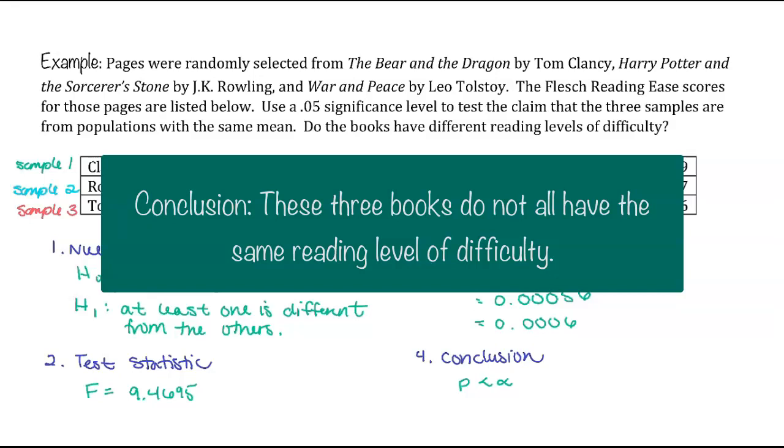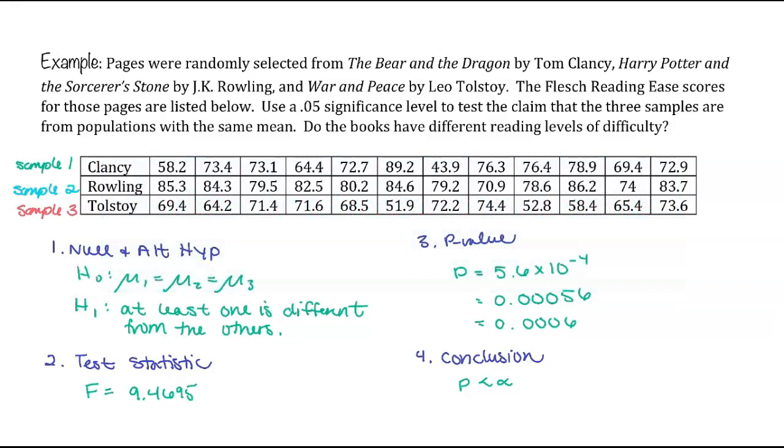One important note. Running the ANOVA told us that these three population means are not all equal to one another. They're not all the same. However, it does not tell us which one is the one that's considered significantly different from the others. We would have to run a follow-up test with these three samples to determine which one is significantly different from the others.